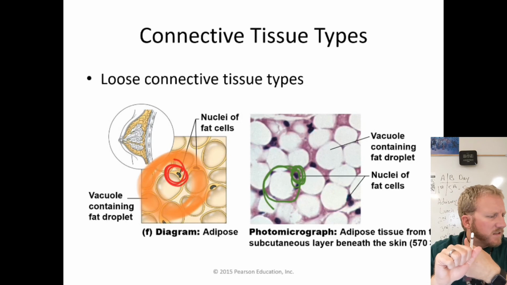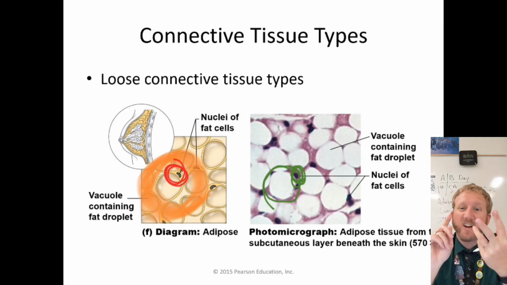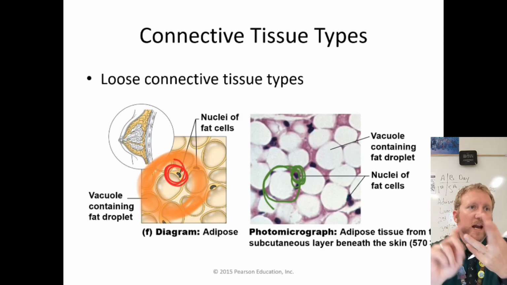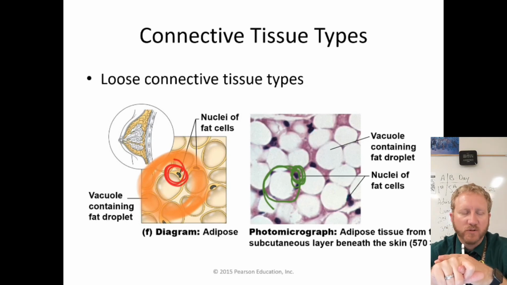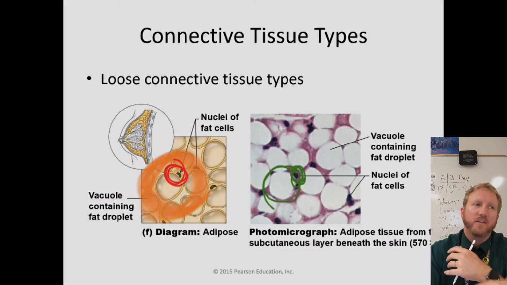Typically you'll find these, they protect organs. They act like shock absorbers. They also act like insulators. And it's where that long-term fuel storage for those lipids is found. So basically soft, padded parts of your body are going to have these.